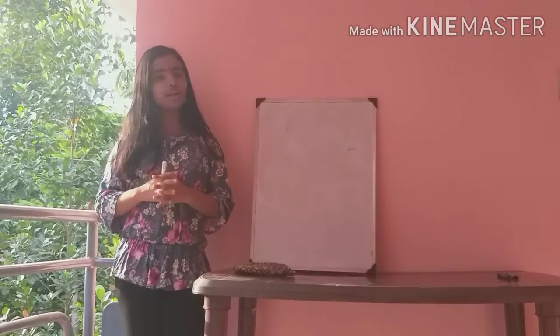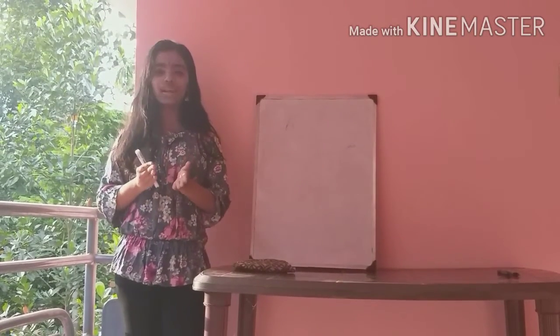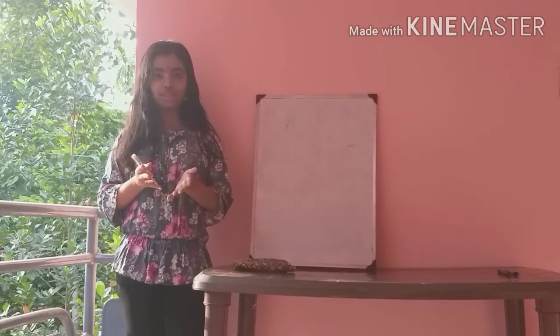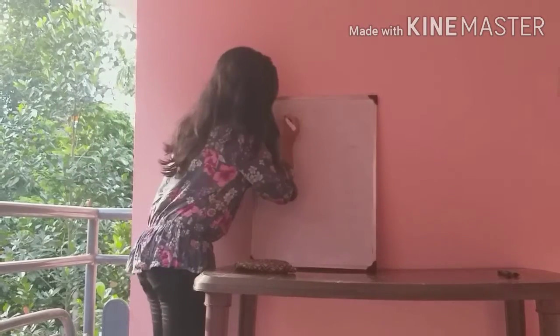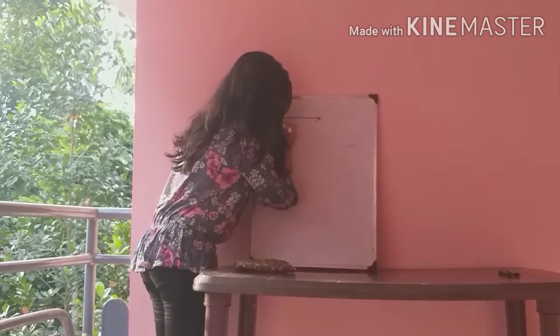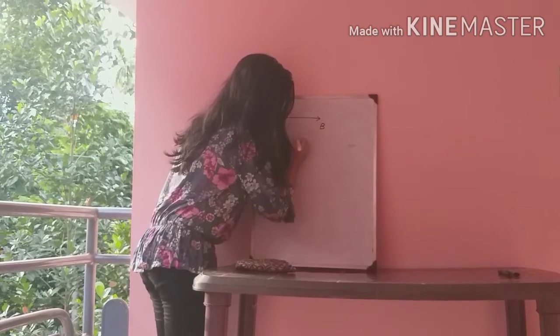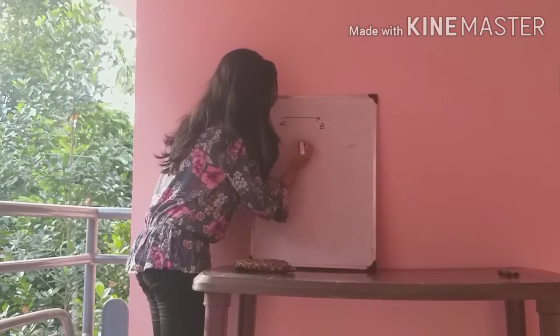A ray is a part of a line. It has a fixed starting point but no end point. It extends infinitely in one direction. This is ray AB. Ray AB is represented like this.